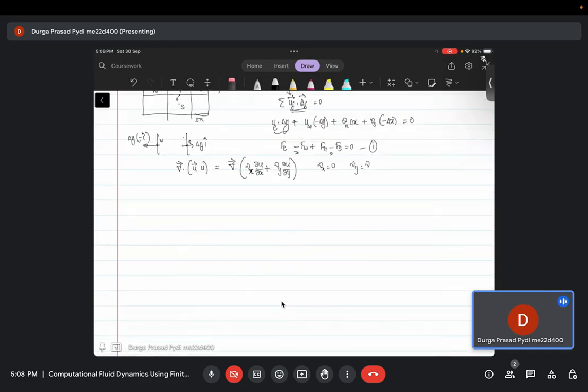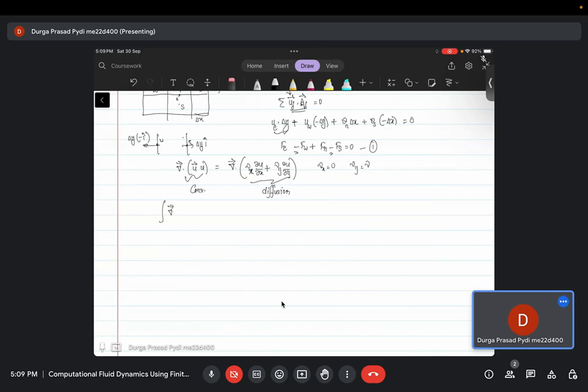So if we compare this with our scalar transport equation, we can see this is the convective term and this is the diffusive term, and there is no source term. If you had a pressure gradient term, then that would be contributing to the source term, which you do not have. So we'll start discretizing this.